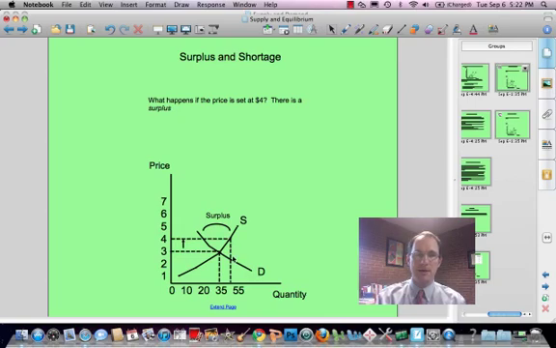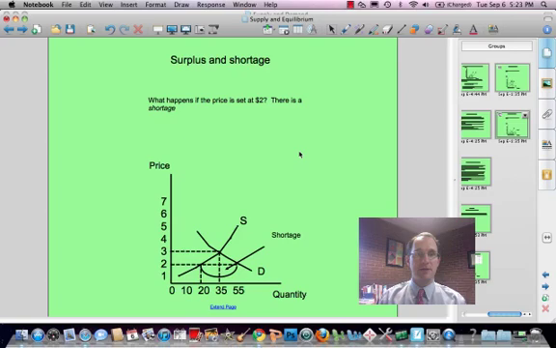While at the same time, because of the inverse relationship between demand and price, consumers are going to demand fewer. So at $4, they'll demand 20 units, but suppliers are going to produce 45 units. So that creates what we call a surplus, more available in the market than people are willing to buy.